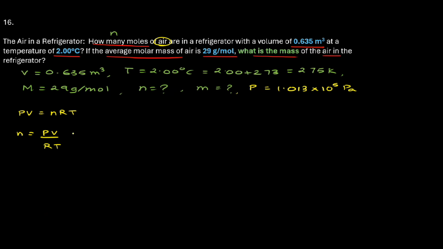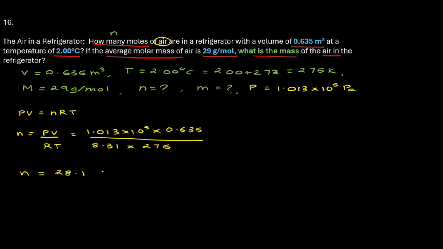So now let's substitute. I get N equals 1.013 times 10 to the power 5, times the volume of air in the refrigerator, which is 0.635 meter cube, over R. Again, R is the ideal gas constant, which is 8.31, times the temperature, 275. And when you solve this, you get the number of moles N to be equal to 28.1 mole. So this completes the first part of the question.